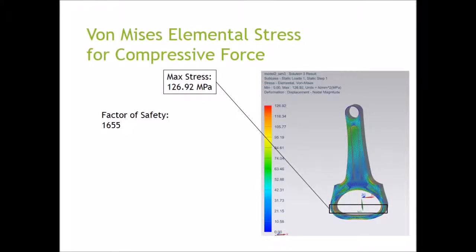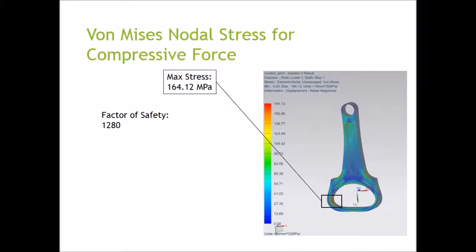After analyzing that deflection, we looked at the von Mises elemental stress and found that the maximum stress was 127 megapascals. The factor of safety was found to be 1,655. We then looked at the von Mises nodal stress and found that the maximum stress was about 164 megapascals. The factor of safety was 1,280.